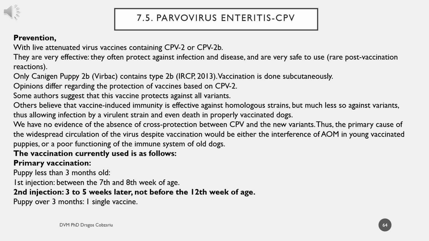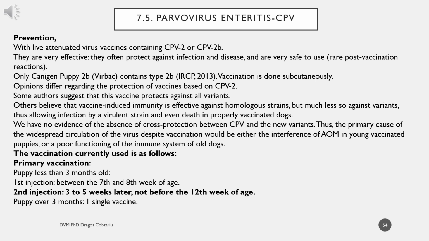Prevention. Live attenuated virus vaccines containing CPV2 or CPV2B are very effective. They often protect against infection and disease, and are very safe to use, with rare post-vaccination reactions. Only Canigen Puppy 2B, Virbac, contains Type 2B, IRCP, 2013. Vaccination is done subcutaneously. Opinions differ regarding the protection of vaccines based on CPV2.